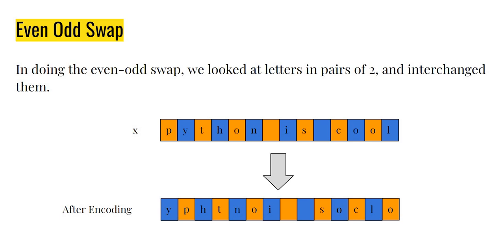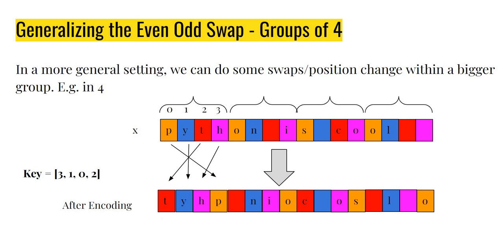Now let's say I want to generalize this. Instead of looking at this in pairs of two, let's say I look at it in any number. For example, 3, 4, 5. Let's take some examples. Let's say I look at this whole message in groups of 4. So for example, I'm going to look at PYTH as one group, ON space I as another group, and so on and so forth. Now notice that within this group, I am jumbling these letters up in a very special manner, and I capture that inside this list called key.